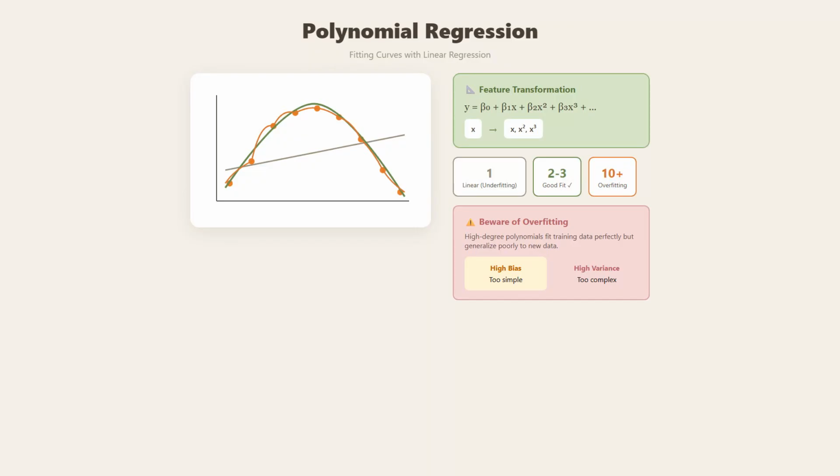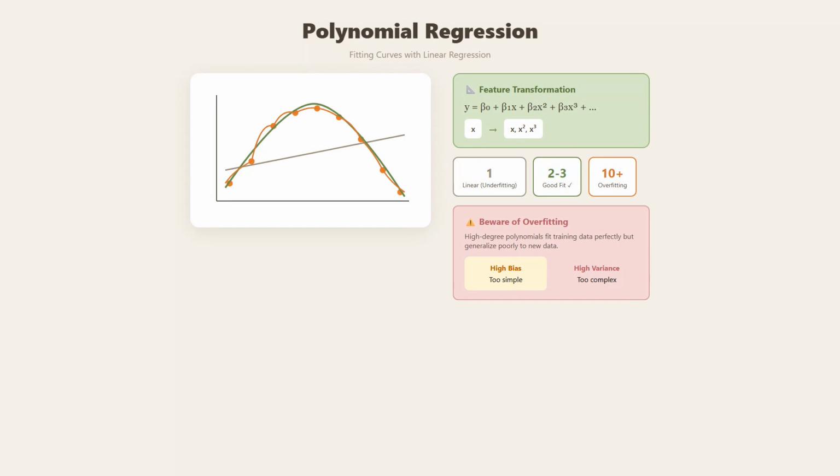But here's the critical warning. Higher polynomial degrees lead to overfitting. Your model might pass through every training point perfectly, but it will perform terribly on new data because it's memorizing rather than learning generalizable patterns. This is the classic bias-variance trade-off.